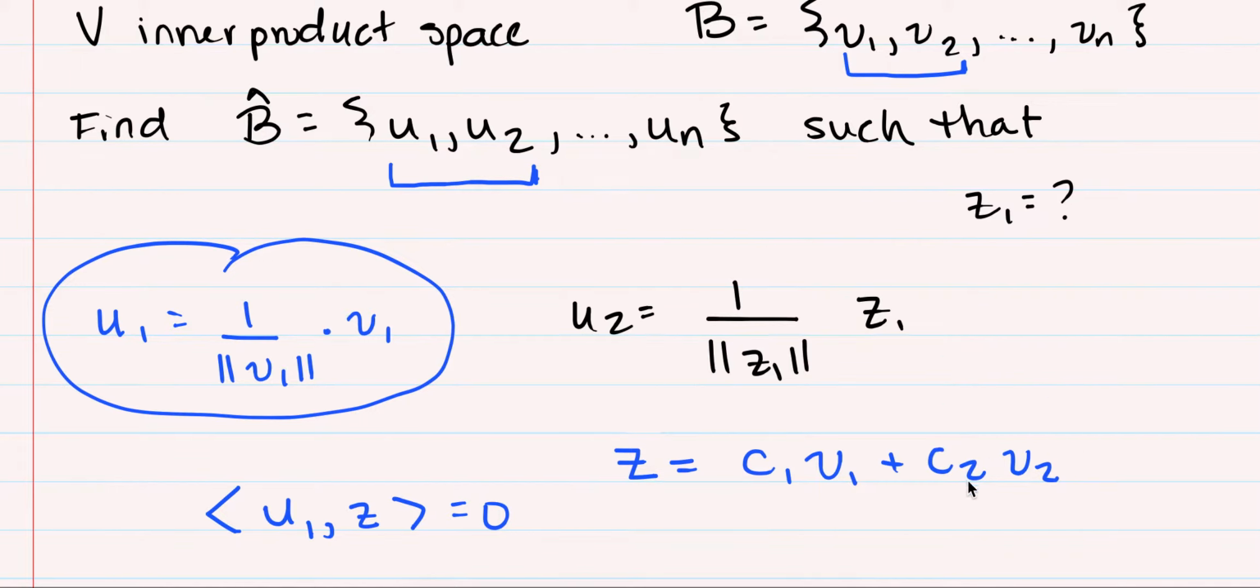And what I want to do now is I actually want to get rid of this C2. I'm going to divide everything by C2.